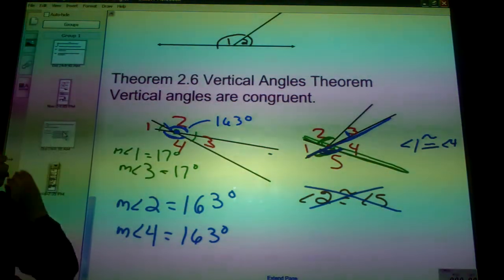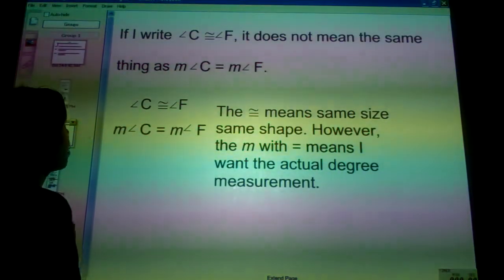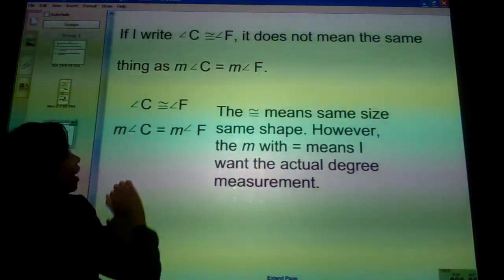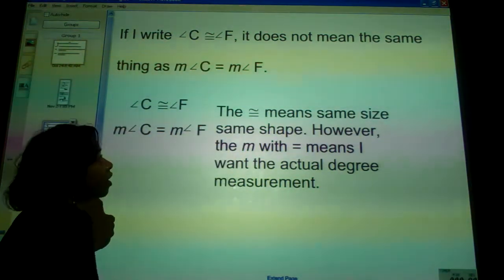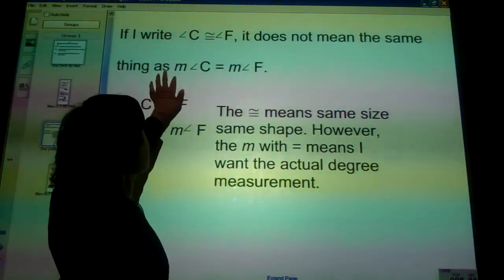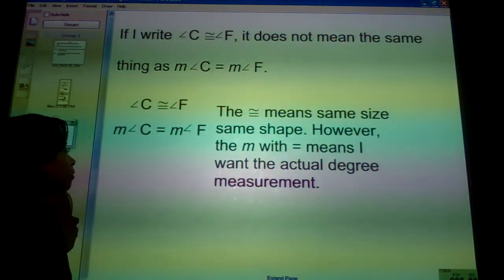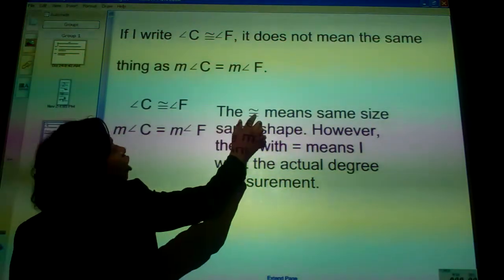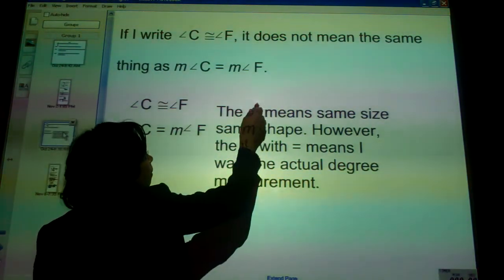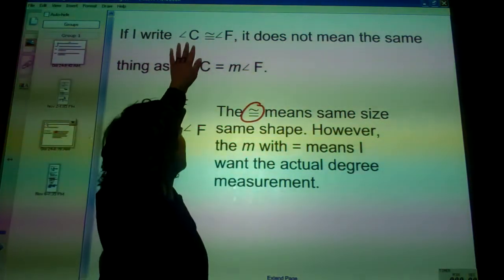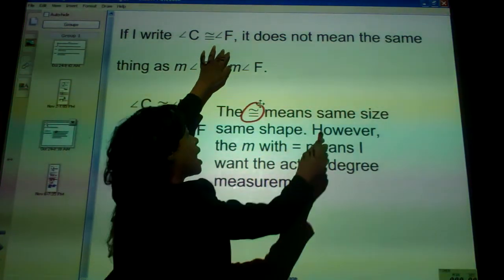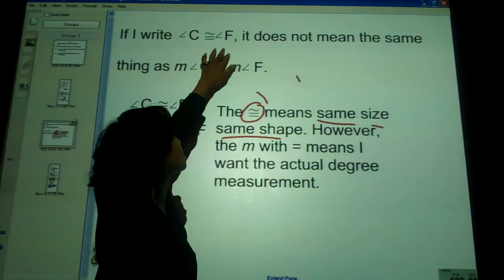Some other information. If I write or say that angle C is congruent to angle F, it does not mean the same thing as the measure of angle C is equal to the measure of angle F. The congruent symbol here means that angle C is the same size and same shape as angle F.